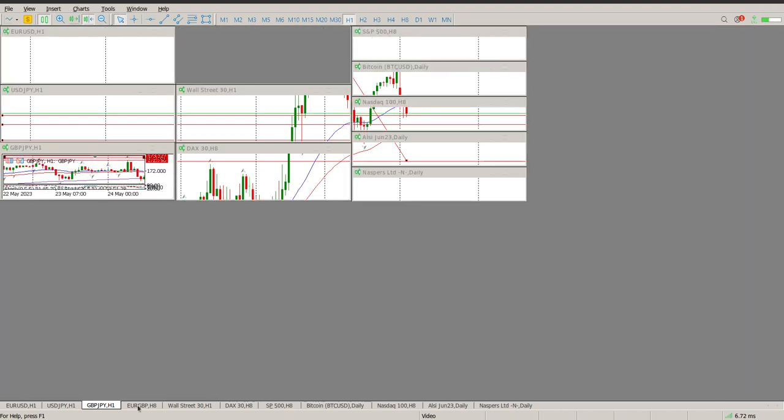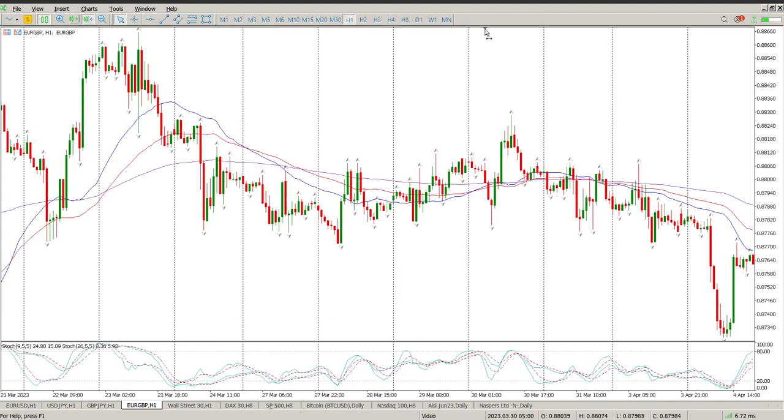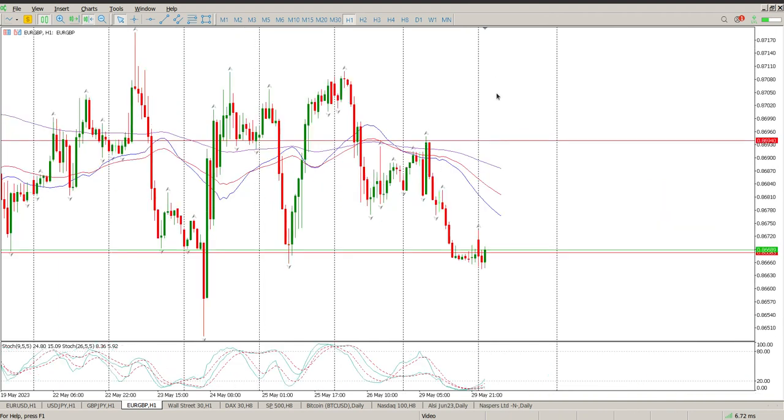And lastly, Euro British Pound. We did get the rejection off the top here as we were expecting, and we got held up by this weekly level to the bottom. So it could be range bound, as we've been talking about. And if you have a look at this, we'll have to look at this on the 15 minutes as well, because it's big up, big down, big up, big down. Oscillators are grouped to the downside, nothing really happening here.